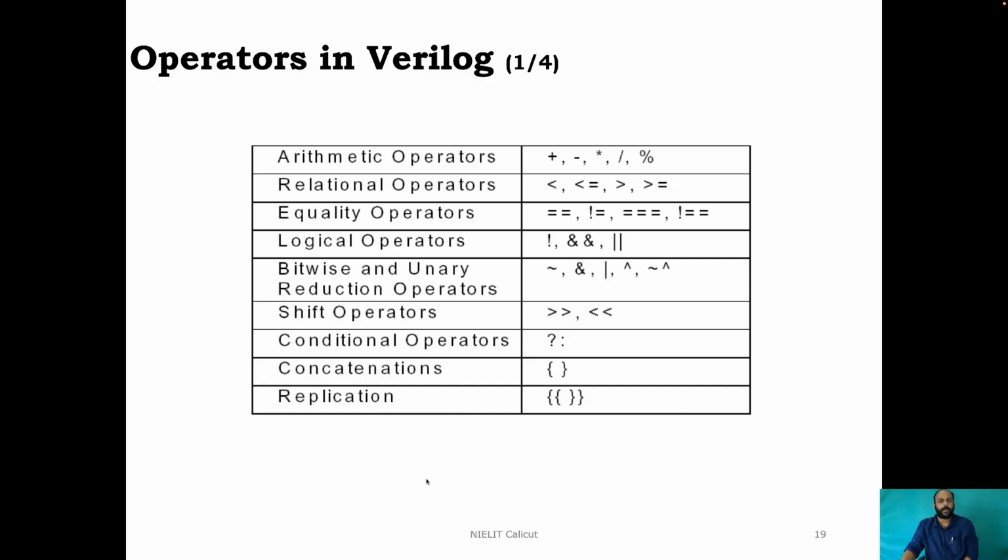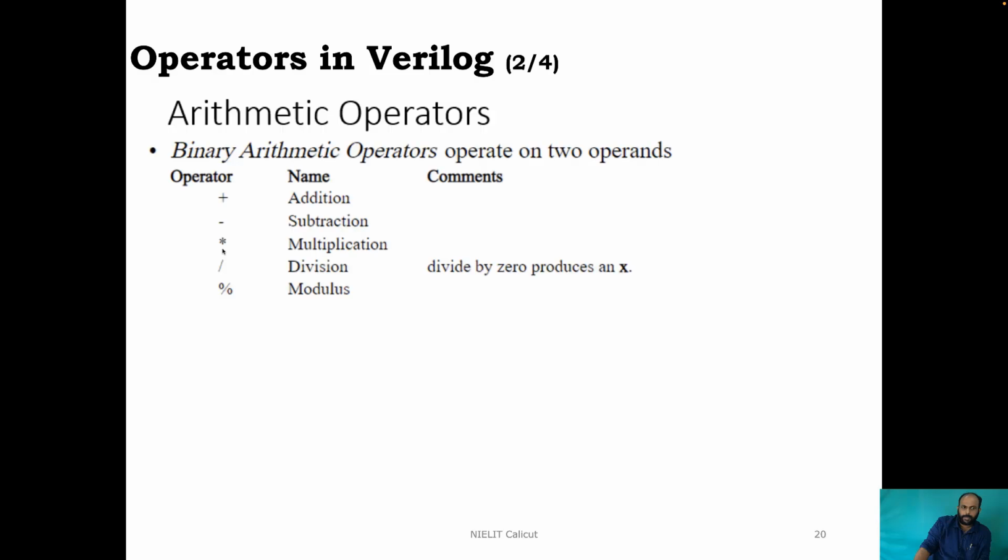Now let us take a quick look at the different operators in Verilog. In Verilog, there are 9 classes of operators: arithmetic operators, relational operators, equality operators, logical operators, bitwise operators, unary operators (otherwise known as reduction operators), shift operators, conditional operators, concatenation operators, and replication operators. A few of the operators are exactly the way they are in other languages also. We will look at the ones that behave differently with certain examples.